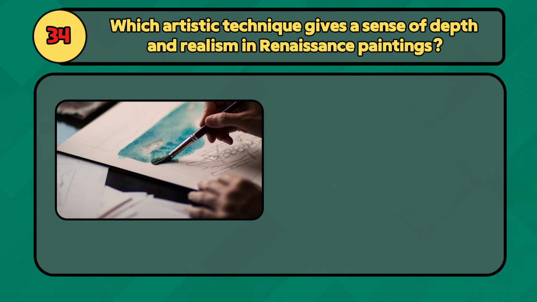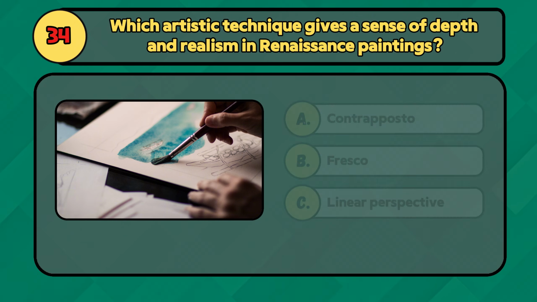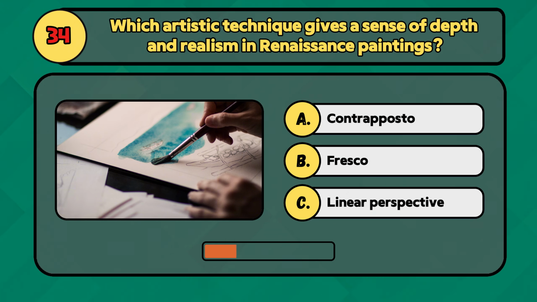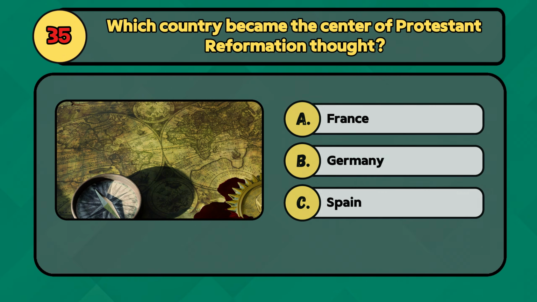Which artistic technique gives a sense of depth and realism in Renaissance paintings? Linear perspective allowed artists to create realistic depth on flat surfaces. Which country became the center of Protestant Reformation thought? Germany was at the heart of the Protestant Reformation, where Luther lived and preached.